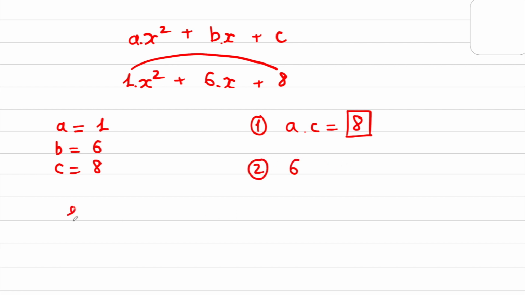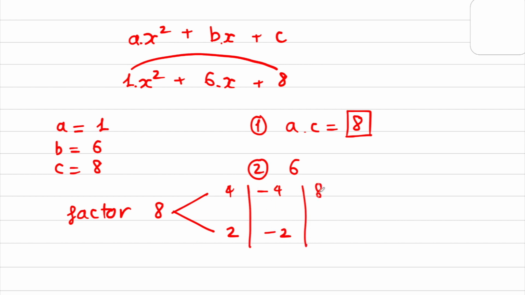I will factor 8 into some options. What numbers have a product of 8? You have 4 and 2, and also minus 4 and minus 2, because minus 4 times minus 2 is also equal to 8. And you have 8 and 1, and minus 8 and minus 1, because 8 times 1 equals 8, and minus 1 multiplied by minus 8 also equals 8.